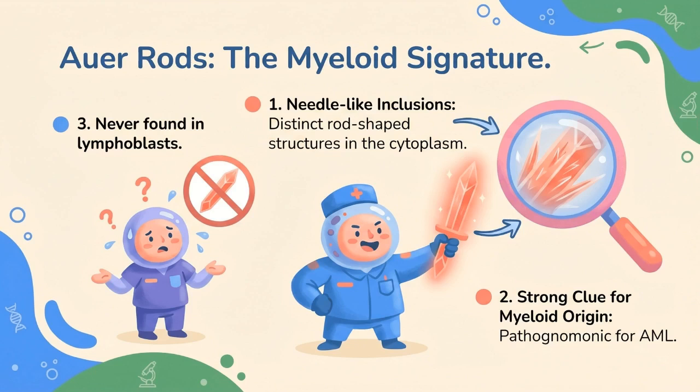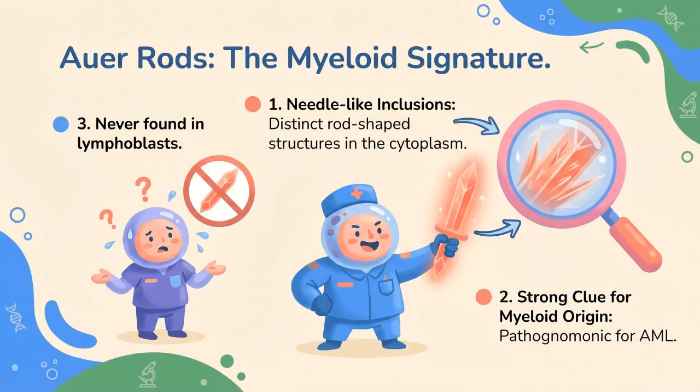This means they are never found in lymphoblasts, making them an invaluable tool for differentiating AML from ALL. Even finding just one in a blast population is highly suggestive of AML. These structures can vary in size and number, sometimes appearing as single rods or, less commonly, in bundles, which we call faggot cells, particularly associated with acute promyelocytic leukemia.